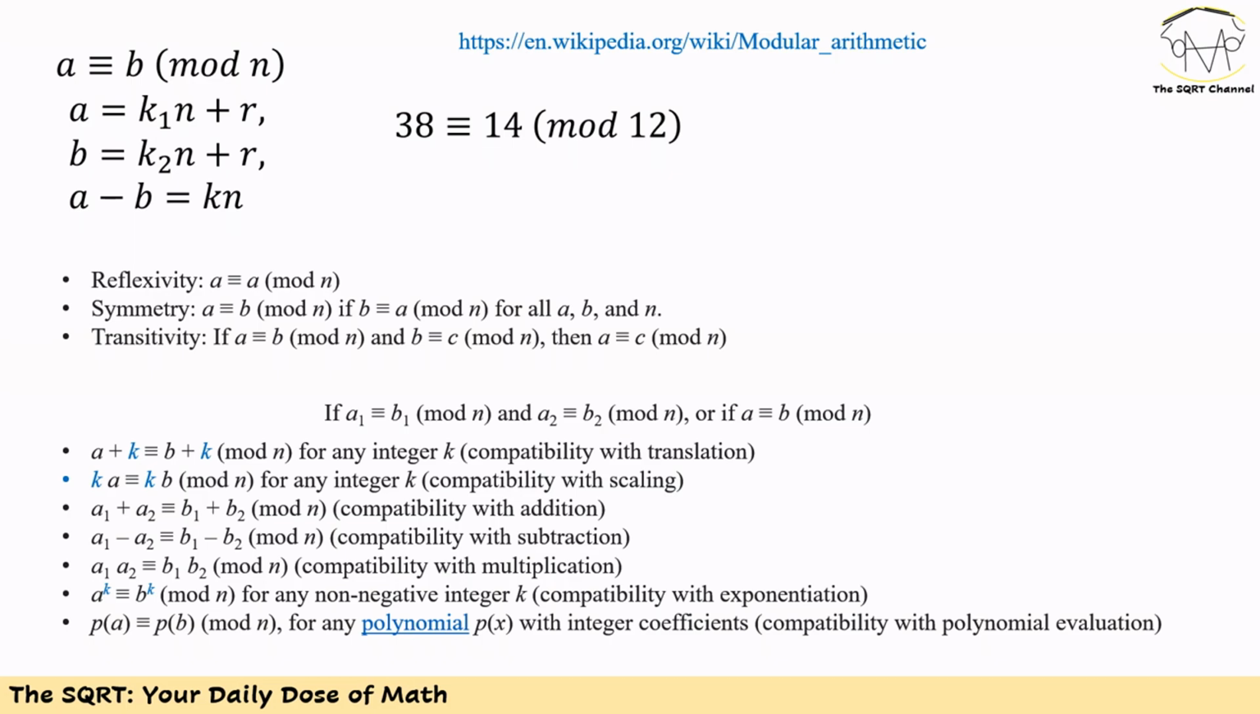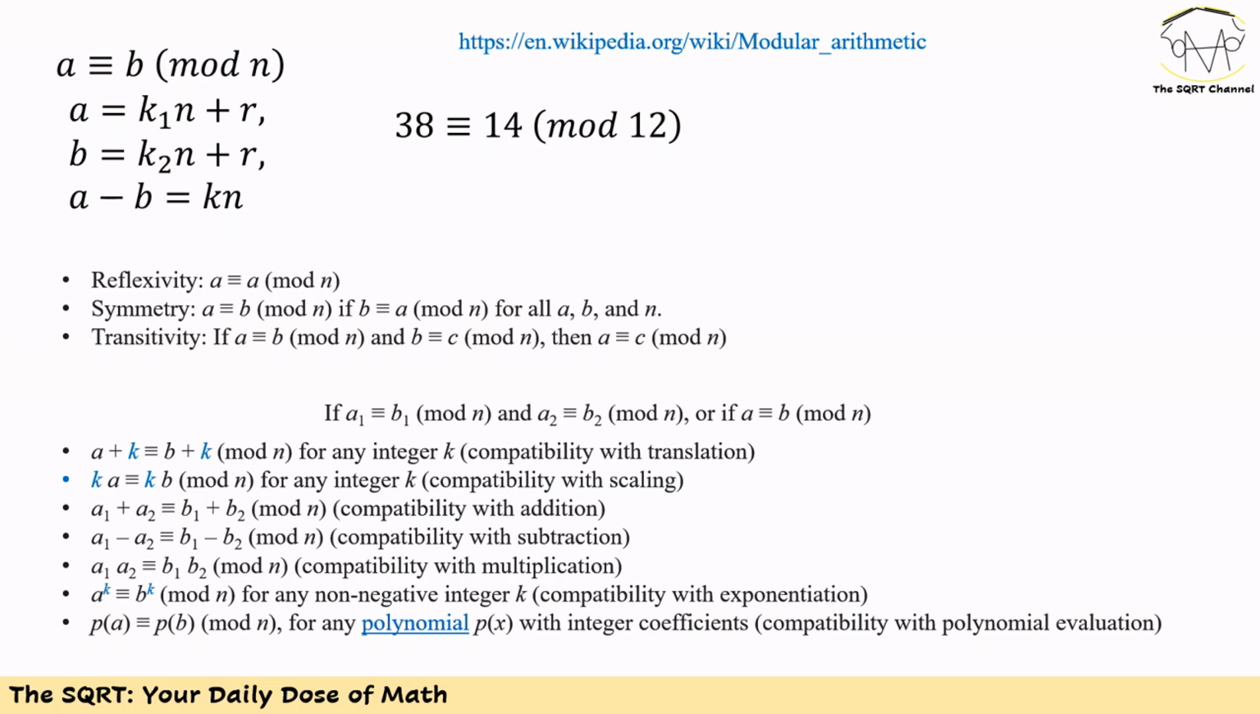More importantly, if a and b are congruent for modulus n, then we can add an integer like k to both sides. We can also multiply both sides by an integer like k. In another case, if we have a1 and b1 congruent for modulus n, and a2 and b2 congruent for modulus n, we can add them together or we can subtract them from each other. We can also multiply them together.